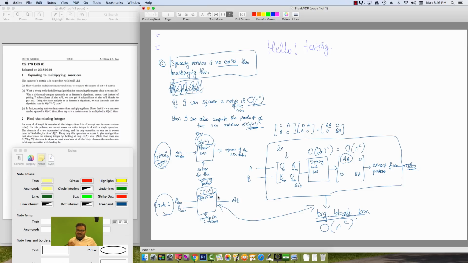This concept is going to come up again and again in the latter half of the class, so it's good to familiarize yourself with it. And this is the general way of doing these kinds of problems. You imagine you have a black box, and then you create another black box.